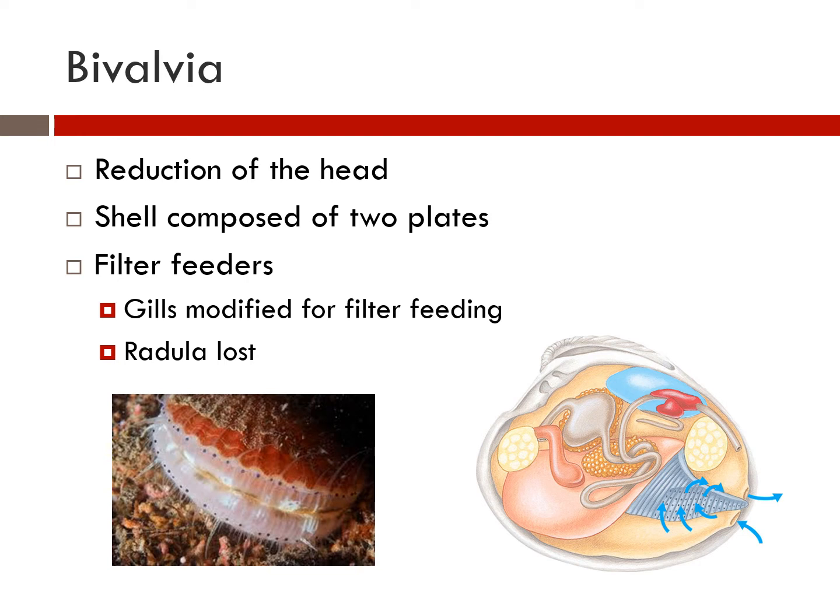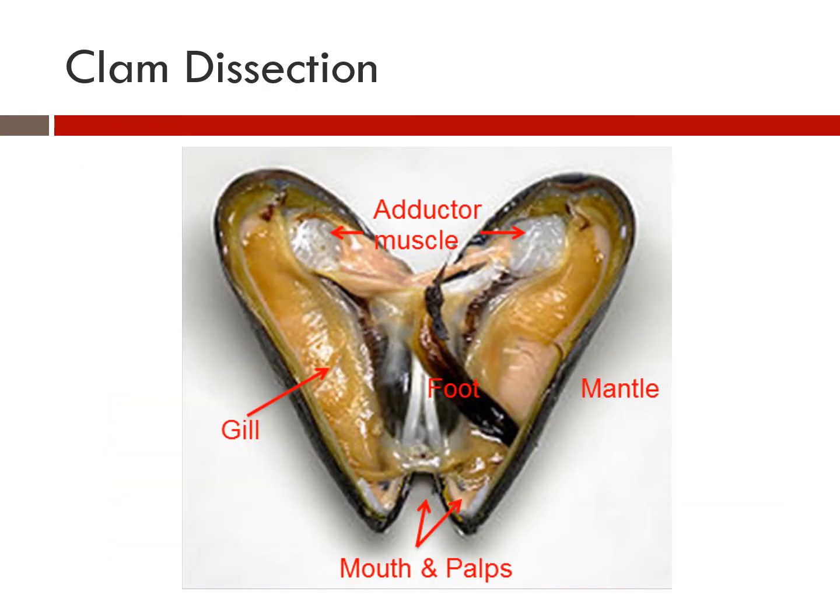However, they've also got really good examples, which we'll show later on, of how they use them to filter feed, and you'll see these little ciliated membranes that can move the particles a lot. And they have lost the radula, though. Right? Along their evolutionary track, their radula is gone.